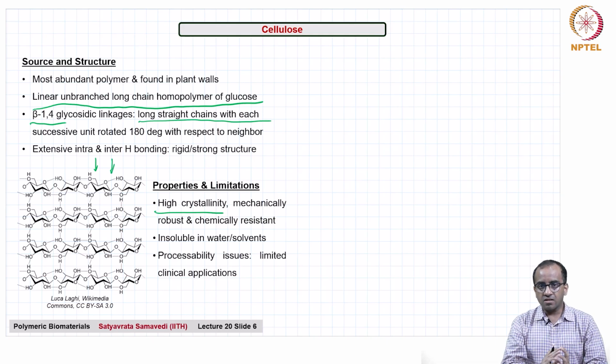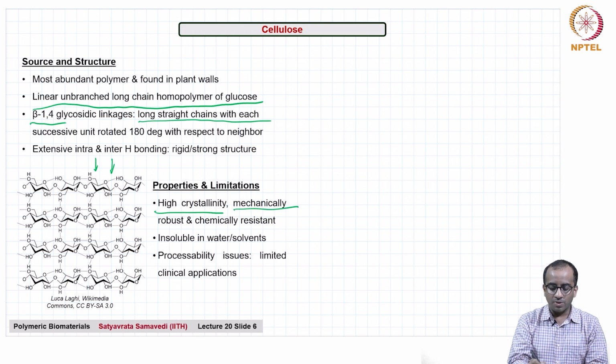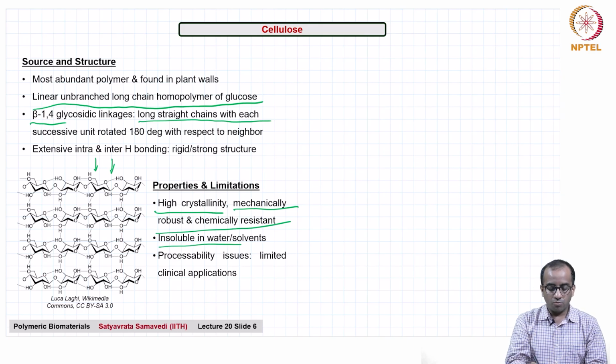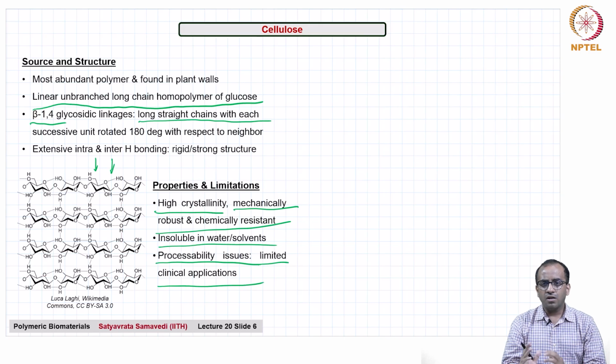So, the high crystallinity immediately is going to lead to other kinds of properties that you can derive from a very highly crystalline polymer, namely they are mechanically robust and chemically resistant. They are going to be insoluble in water or solvents, and the downside of course is from a processability perspective, you have processability issues which is going to limit their clinical application. Now, can you recall another example that we have seen earlier where we faced a similar problem?